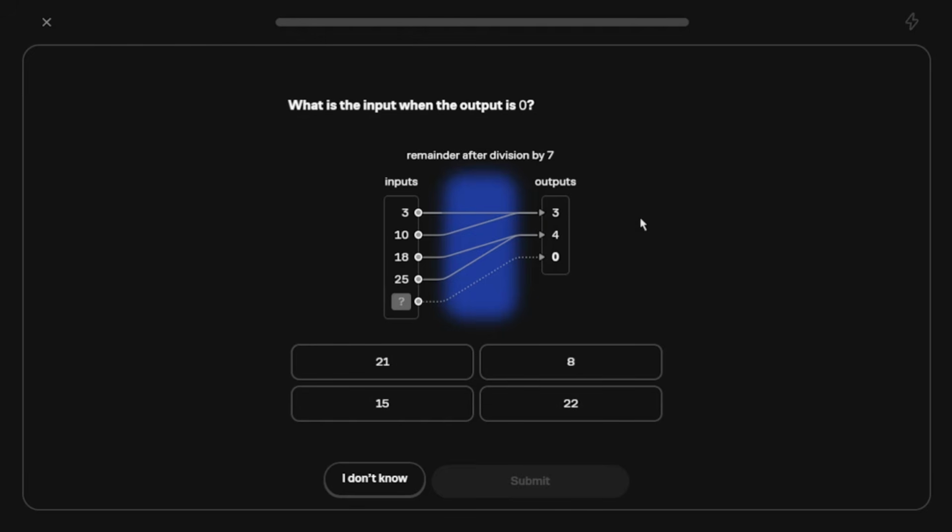That means it doesn't have a remainder. Does 22 have a remainder? Does 15 have a remainder? Does 8 have a remainder? These can be divided by 7, but they will have a remainder. We are finding no remainder, like 21 here.